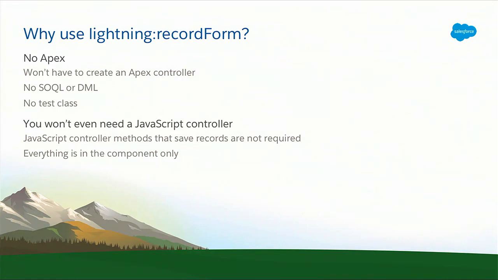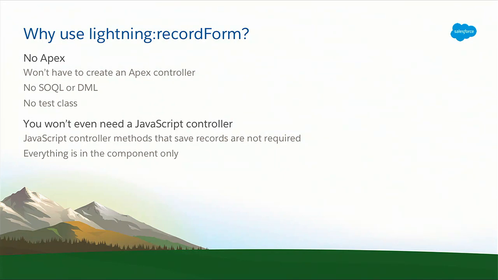All right, so what are the benefits of using Lightning Record Form? Why use this over anything else? The big one is no Apex. You don't have to write any Apex to use Lightning Record Form. So in the past, we've used those Aura-enabled classes, right? You have your Aura-enabled attribute, and we go to the server, and we get our data, and then we bring it back. You don't have to do any of that with Lightning Record Form, because that's all taken care of for you. So what does that give you?